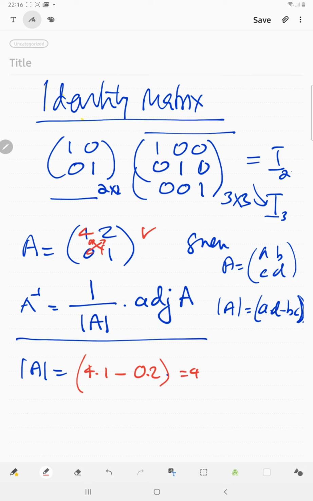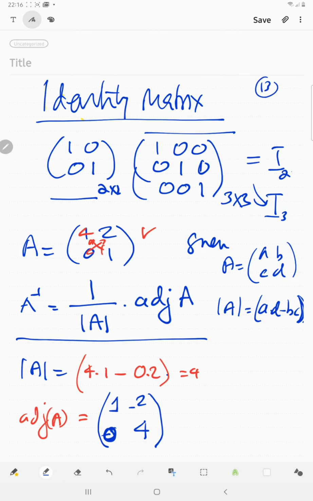So whereby, if I say the adjoint of matrix A, an adjoint can be obtained by taking 1 here and 4 there, and the negative of 0 there and the negative of 2 there. So this one is the adjoint of A. You can actually see what I've done is I've taken this and substituted it with that, and the others are multiplied by negative.